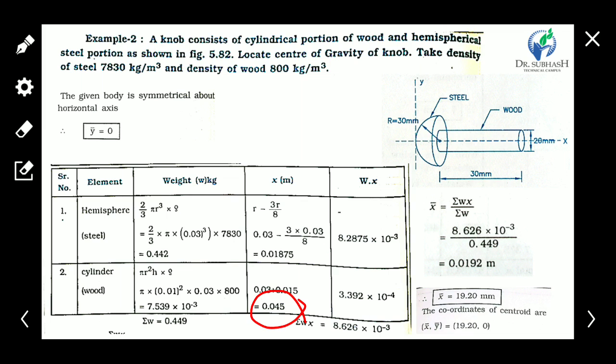Okay, so 0.045 is the x of the cylinder.